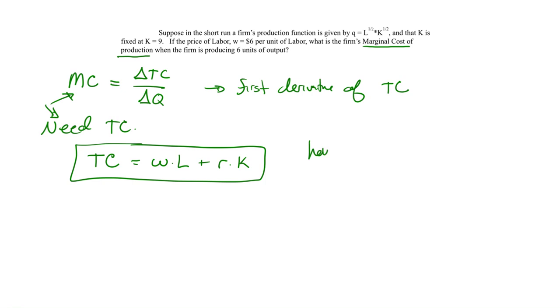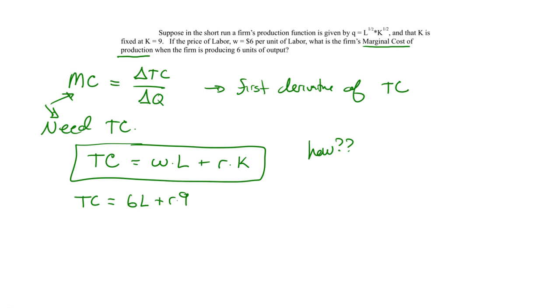So how do we get that? Well, first let's plug in what we know. And total cost equals, let's go back to our question. We know that K is 9, we know that W is 6. It's everything we kind of know for now. So wage is 6 times L. We don't know R, K is 9. So we have my total cost is equal to 6 times L plus R times 9.